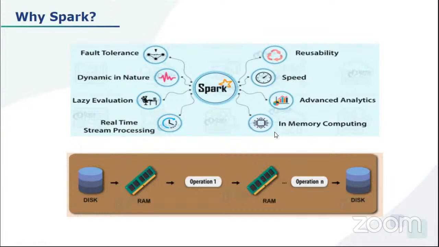I just want to explain in-memory computing. As I told you, whenever a program is executed, the data is first fetched into the RAM and then operations are performed. So whenever lazy evaluation is done and data is being fetched from different nodes, it comes to the RAM first and is then executed, and various operations are performed. That way it becomes faster.